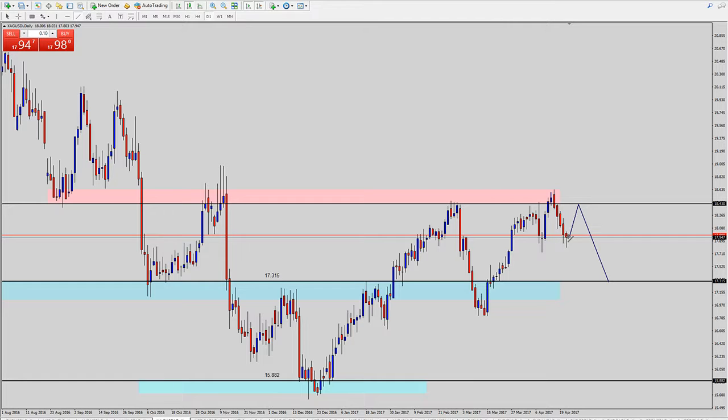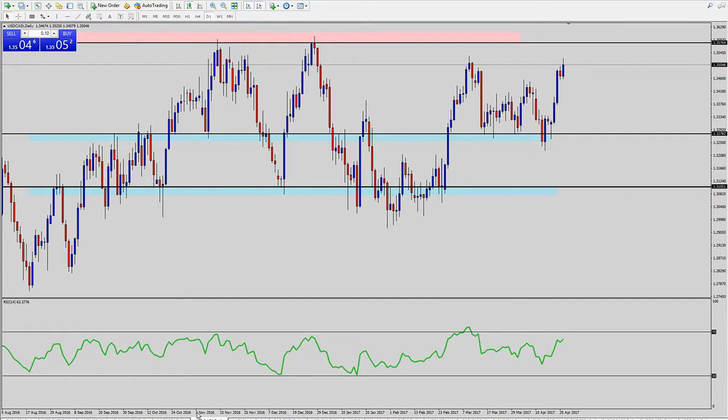I'd also like to point out that if the market does break out of this zone, we're just looking for a push all the way down to the 1731 for those holding sell trades in this market. Otherwise, looking for bullish evidence in this area, and probably a push all the way up to these lows right here, or potentially even higher.